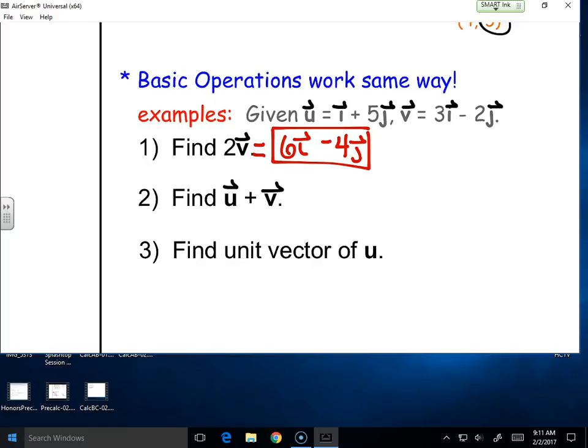Okay, how about u plus v in linear combination form? What do you guys got? 4i plus 2j. Good, because there's an understood 1 coefficient in front of that i, right? So add the horizontal, add the vertical, and this is kind of more what we're used to since we're used to algebra with variables anyway, right guys? Put the i's together, put the j's together.